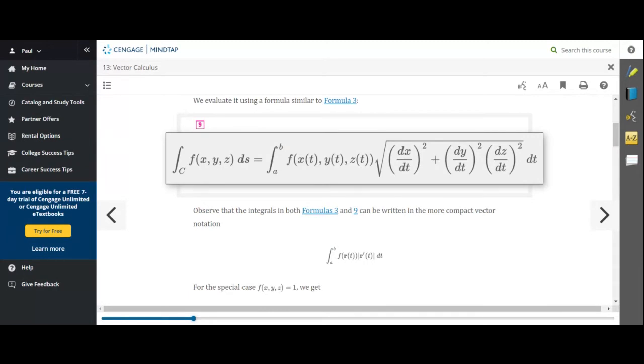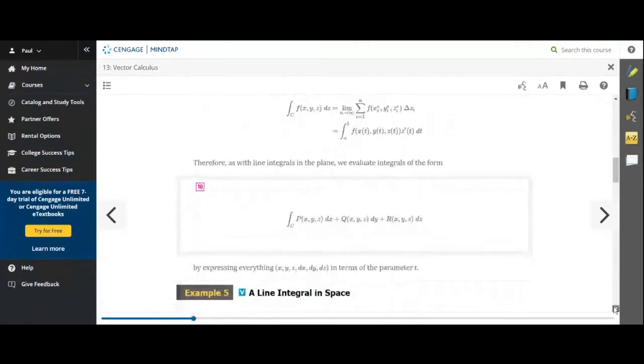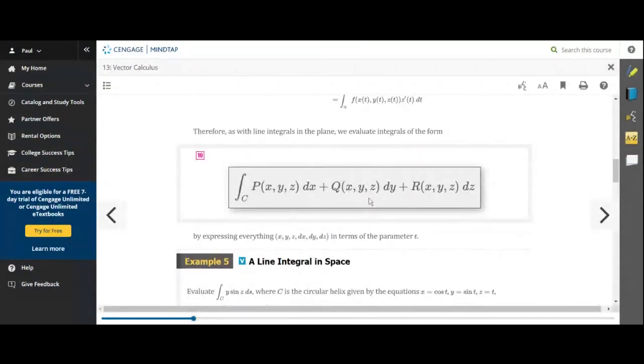You see, they have a typo there, don't they? That should be a plus dz dt squared. My goodness. All right. They have a typo there when I highlight that. Interesting. All right. And they note then, of course, that you can have line integrals with respect to X, Y, and Z. And so the kind of work you do, the kind of problems you do are analogous to what you just learned with two dimensions.